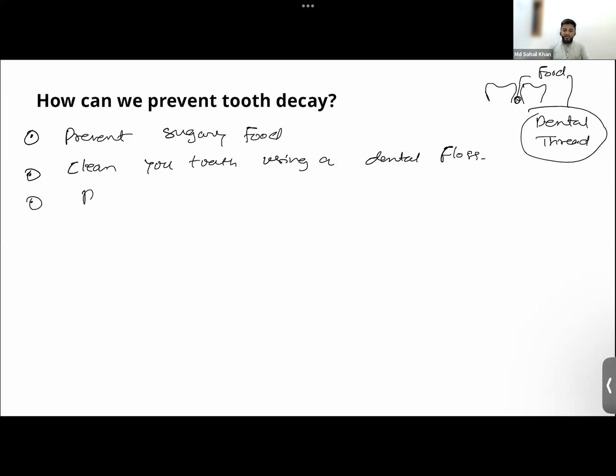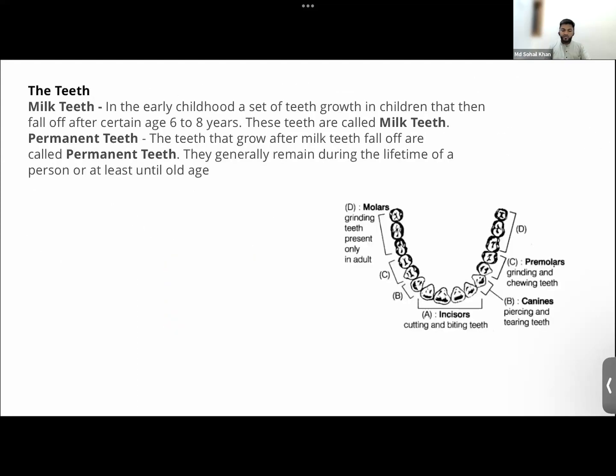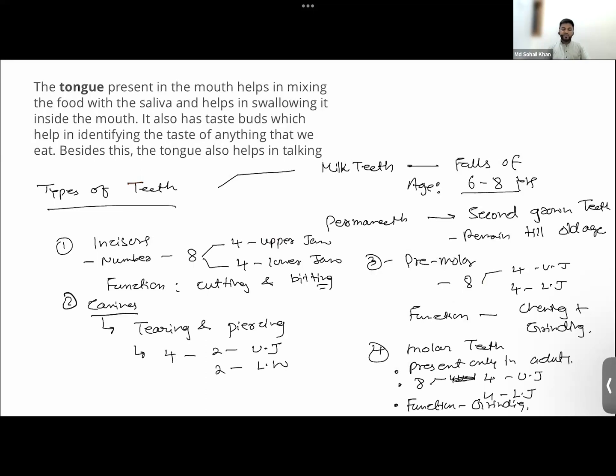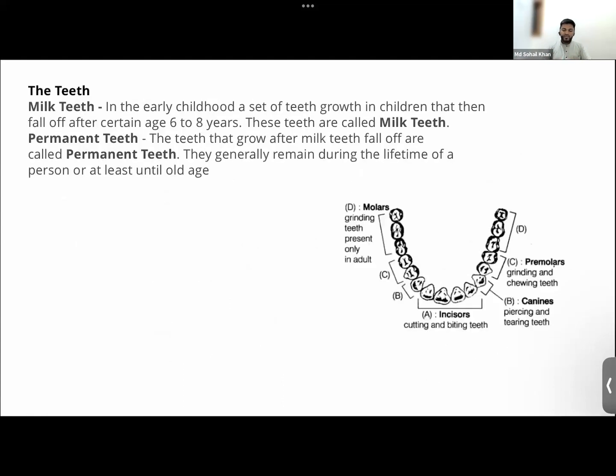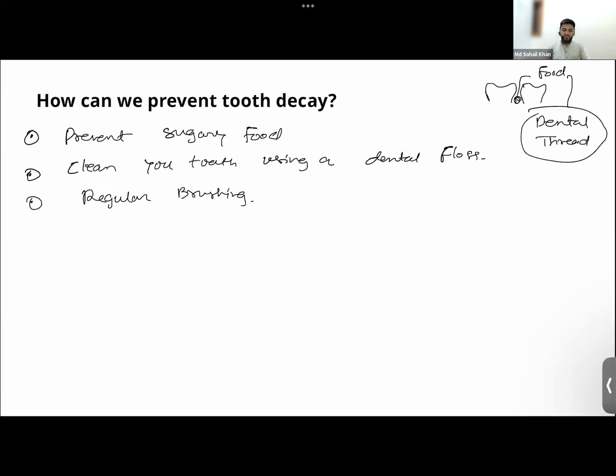And another thing is regular brushing. And one more thing, if we talk about the tongue, the basic function of the tongue is what? It basically mixes the saliva together with the food so that proper digestion of food takes place. But does the food in our mouth get completely digested? The answer is obviously no. There's only partial digestion of food taking place in our mouth.